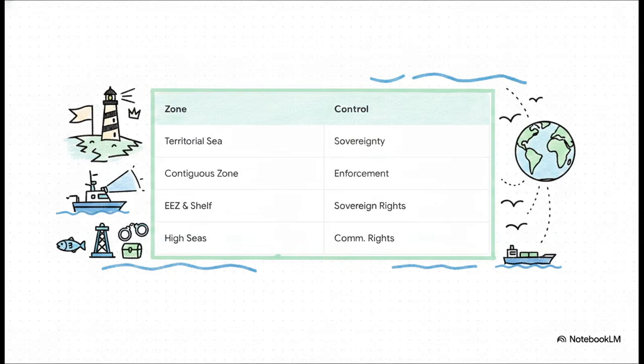So, to quickly summarize our voyage, we've basically revealed this brilliant, graduated system of control. Closest to shore, in the territorial sea, a state exercises absolute sovereignty. You move out to the contiguous zone, and that control drops to specific enforcement jurisdiction. Further out in the EEZ and continental shelf, it diminishes again to just sovereign rights over resources. And finally, once you cross that outer boundary, you enter the high seas, where the waters are governed by the rights of the international community as a whole.